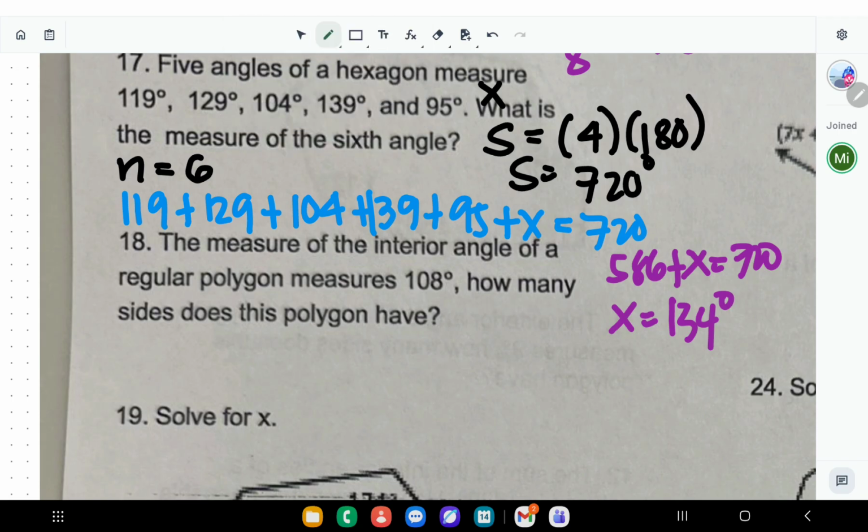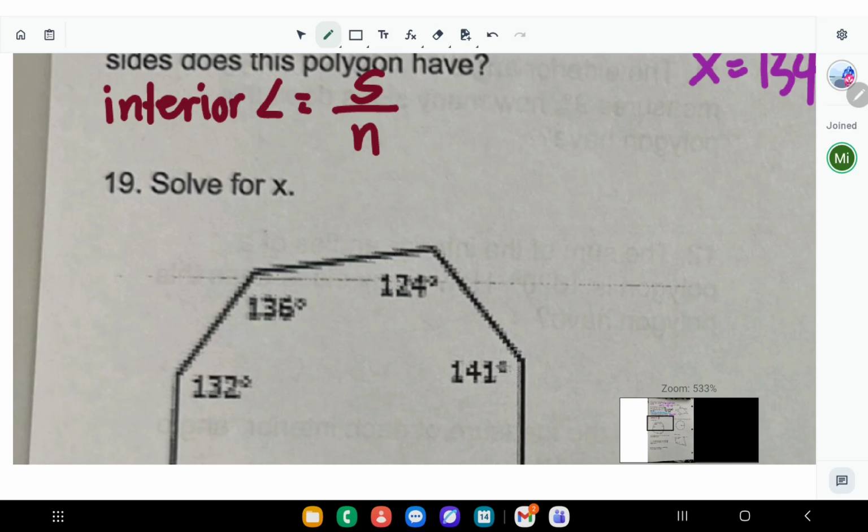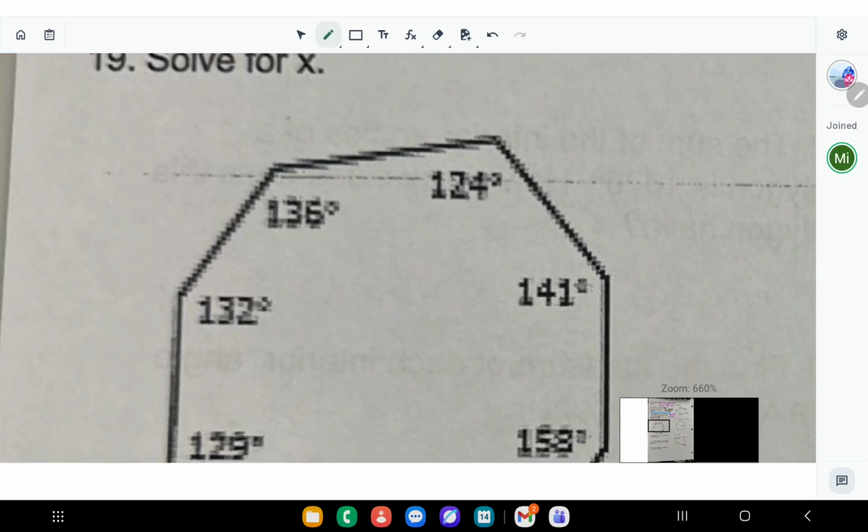The measure of the interior angle of a regular polygon measures 108. How many sides? So interior angle is the sum of the interior angles divided by the number of sides, right? Something's missing with this problem. So let's move to number 19.